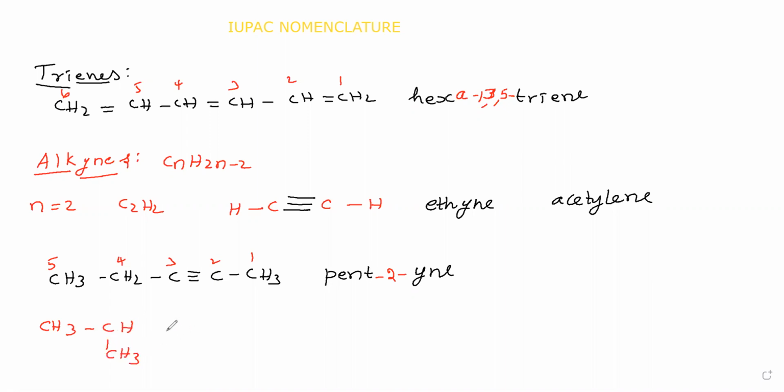Next we will take CH3, CH2, CH2, C triple bond CH. This compound we will take. For this compound, let us select the parent chain. Then we will give the numbering.